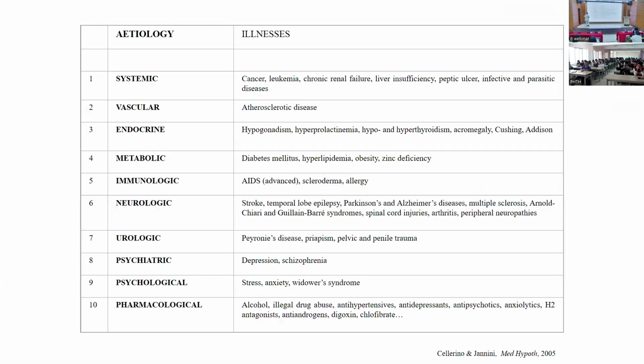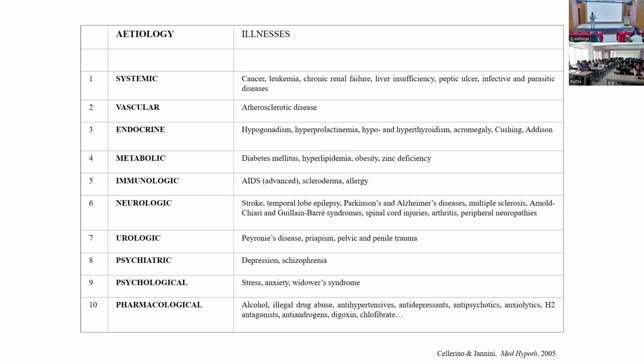So have a look at this list, a boring list of diseases. Cancer, vascular diseases, hormonal, immunological, neurological, urological, psychiatric, psychological, iatrogenic diseases. So this is the table of contents of your book of pathology. Almost all the diseases are listed here.